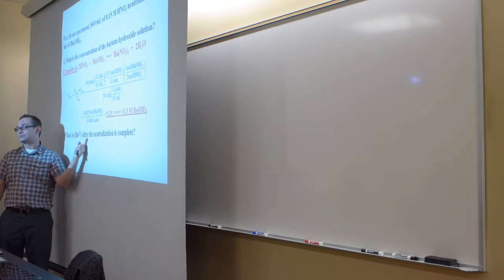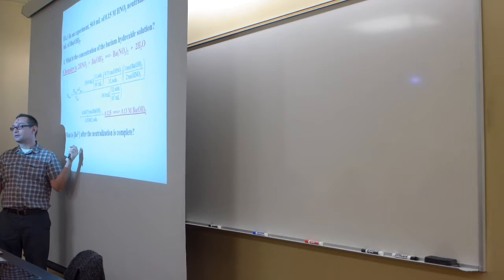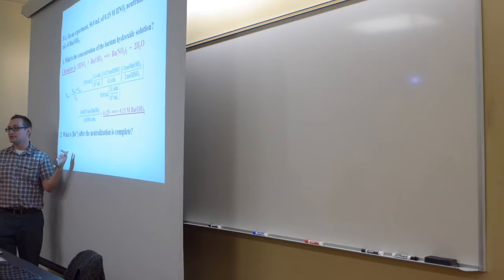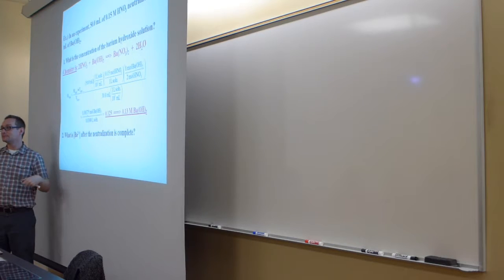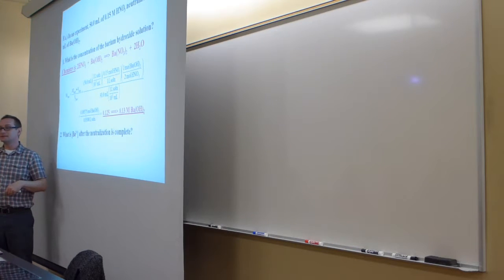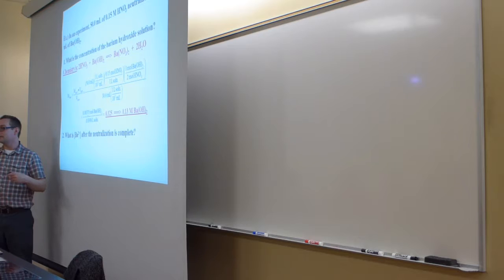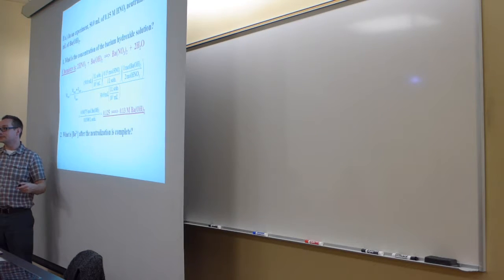So the key word here is after. So what volume do you think we're going to use to figure out the molarity of barium? Are we going to use 30 milliliters? Are we going to use 50 milliliters? Or are we going to use 80 milliliters?